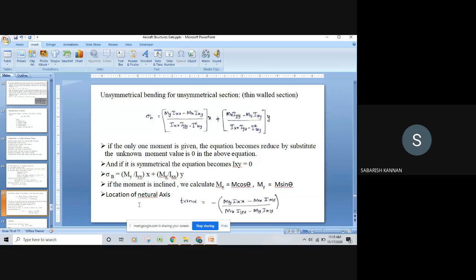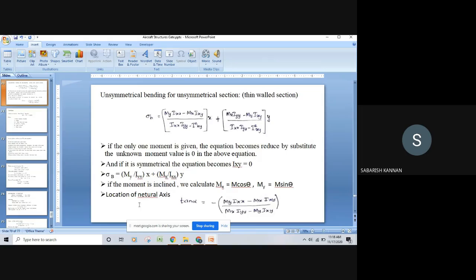So now these are the formulas to find the unsymmetrical bending for unsymmetrical sections. If it is symmetric, the bending stress formula is different, that is My divided by Iy into x plus Mx divided by Ixx into y. And if the moment is inclined, we resolve the moments: Mx equals M cos theta, My equals M sin theta.